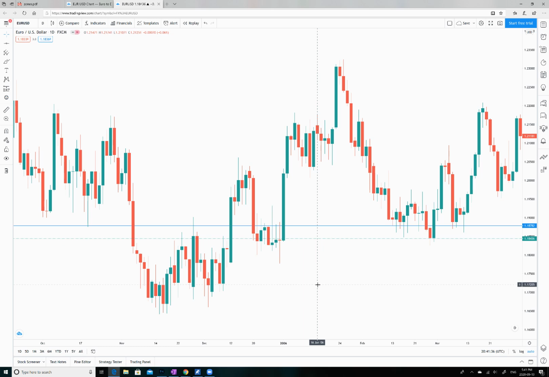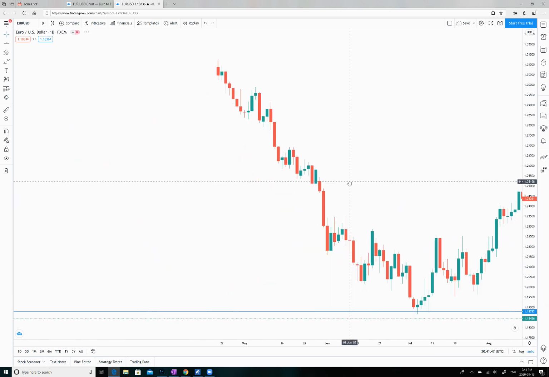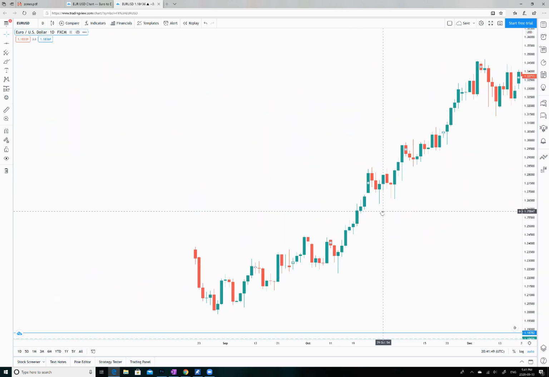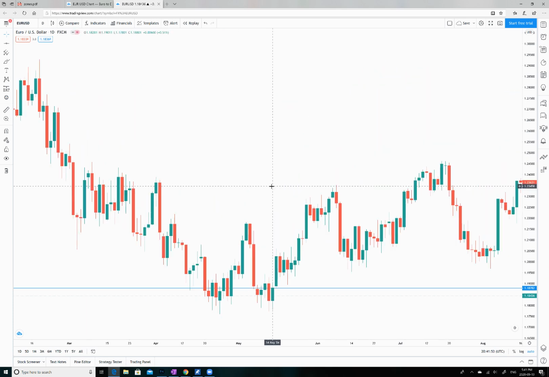If I don't see one here, you guys, I might just do a different area so that this doesn't go on, but I can see that this level has been respected well and well again. So we should be able to find one here. Okay, so we do have one.